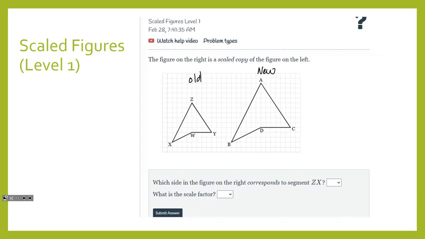It says which side in the figure on the right corresponds to ZX. So it'd be this one. Which side corresponds to it? Which means it's going to match up. It would be AB, or BA. What is the scale factor? Okay, we're going to choose A, which is 2.